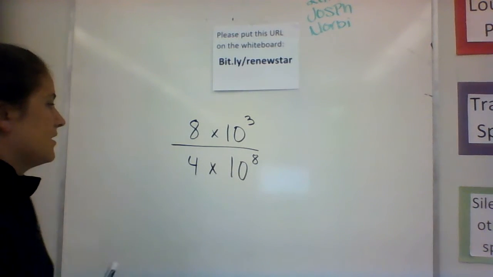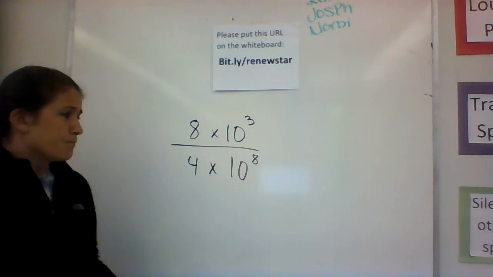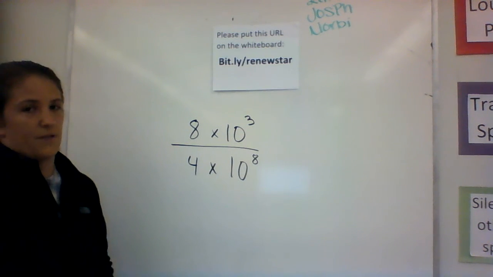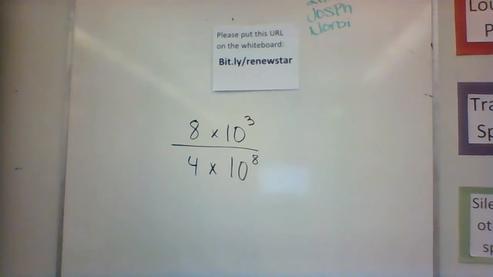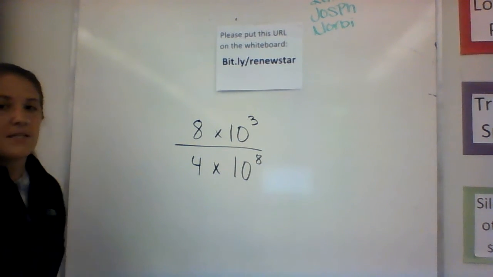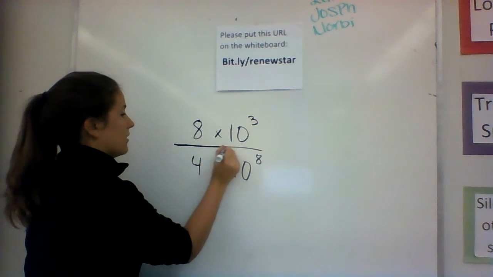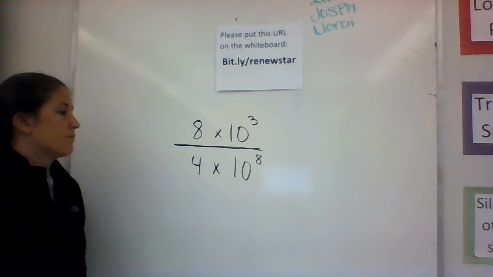All right, we're going to jump into today's video lesson. Today we're going to review how to multiply and divide expressions that are written in scientific notation. So the first one is 8 times 10 to the third divided by 4 times 10 to the 8th. I know that this is a division problem because this is written as a fraction. This fraction bar means to divide.